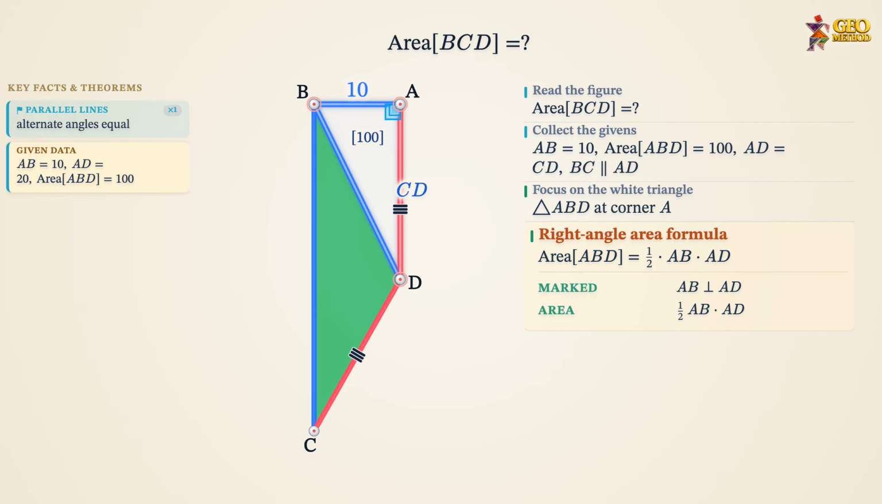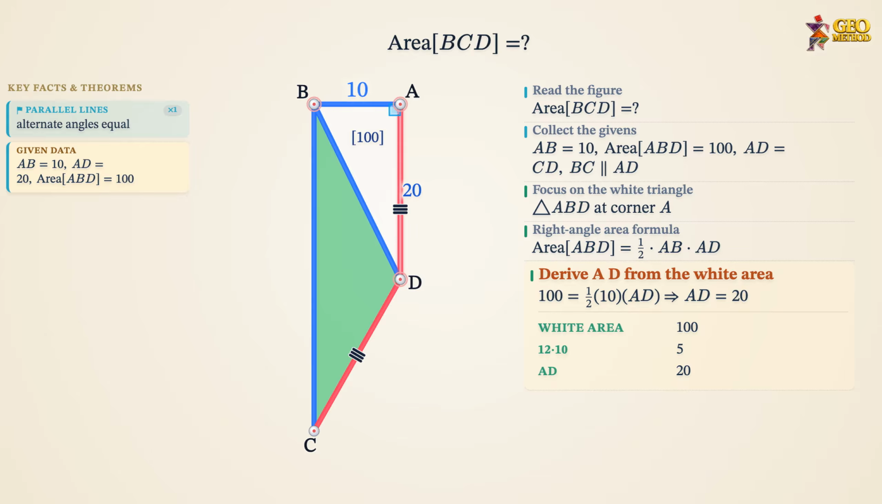Because the right angle at A is explicitly marked, segment AB and segment AD are perpendicular legs. Therefore, the white area is 1/2 times segment AB times segment AD. Substitute segment AB equals 10, then 100 equals 5 times segment AD, so segment AD equals 20. This length has now been derived, not assumed.